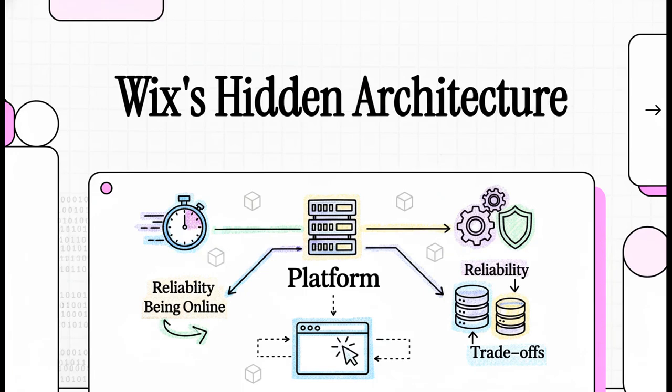Okay, let's dive into this. Every single time you load a website, you're seeing the result of all these invisible decisions that engineers had to make. These decisions are what determine if a site is lightning fast, if it's reliable, or heck, if it's even online at all. So today, we're going to pull back the curtain on one of the most critical choices any massive platform, like Wix, has to make.